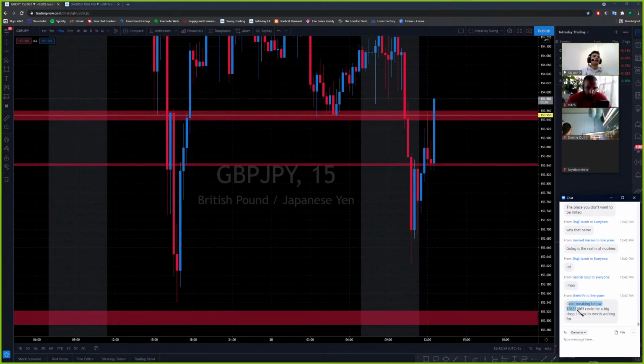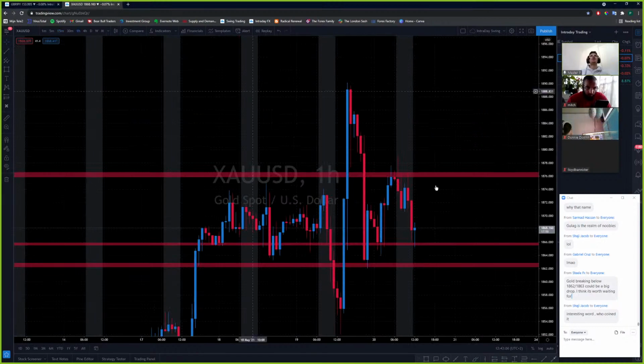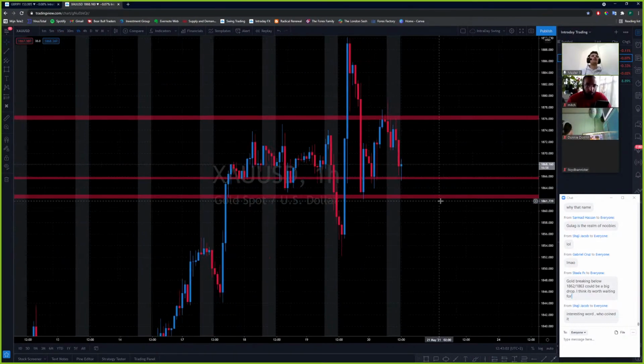Gold breaking below 1862.63 could be a big drop. I think it's worth waiting for. Exactly. You want to use your bullets for a break below 1862, or maybe a break above 1876. But I'm looking more towards a break below 1862.